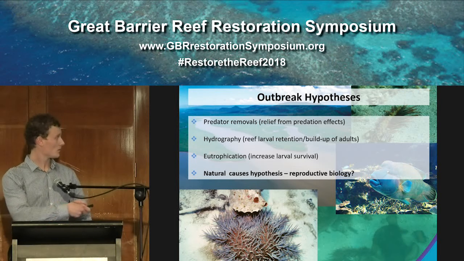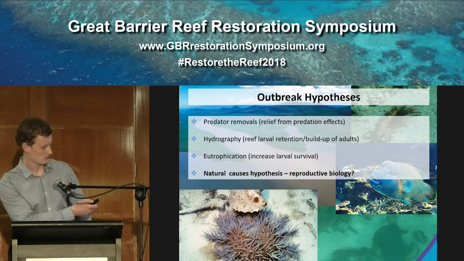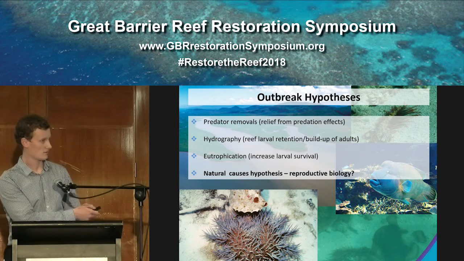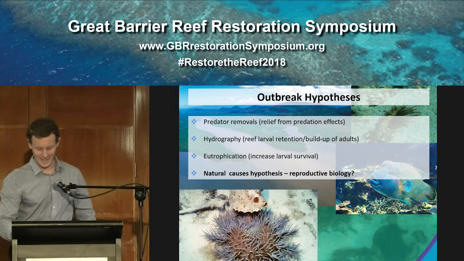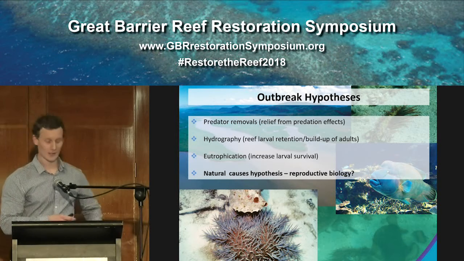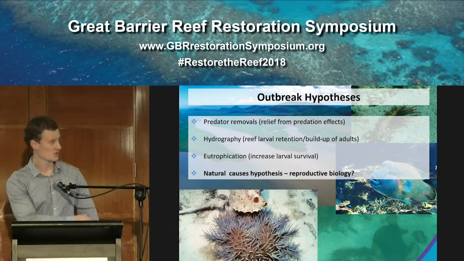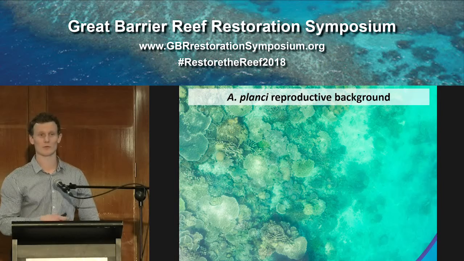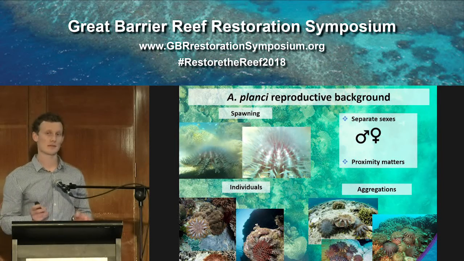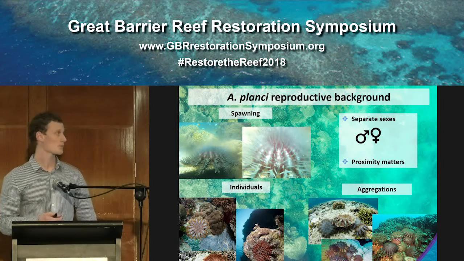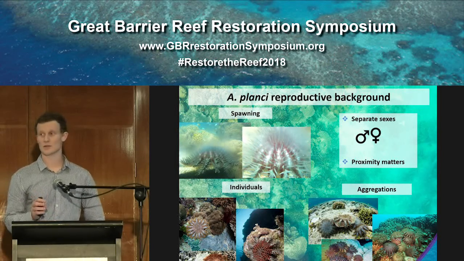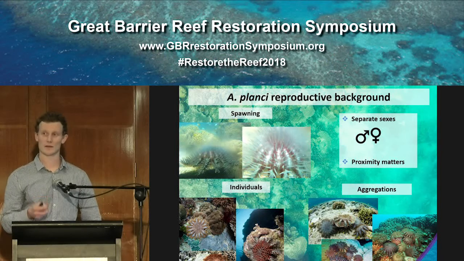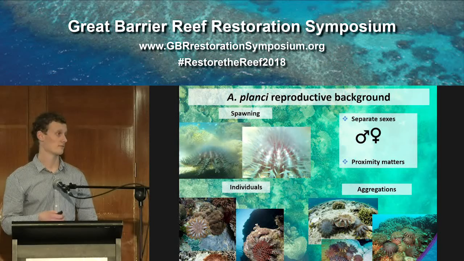So just a note on their reproductive biology. They're broadcast spawners, so they shed their sperm and eggs into the water column and rely on the prevailing conditions. And they have separate sexes, so the sperm and eggs are initially separated, and increasing proximity can boost the interaction between those sperm and eggs. And the COTS are known to aggregate. However, the quantitative effect of these aggregations on the reproductive success of the species was unknown.